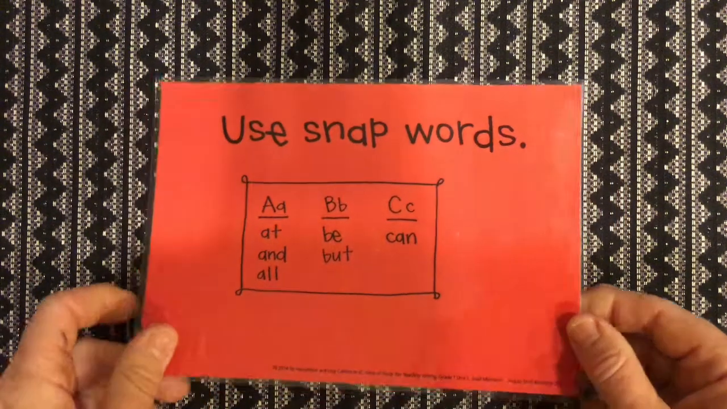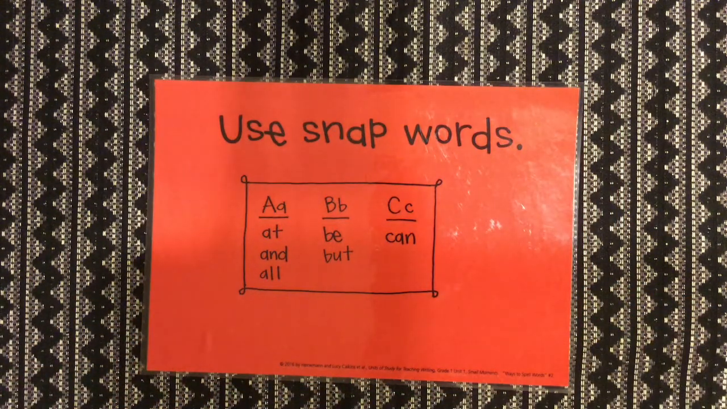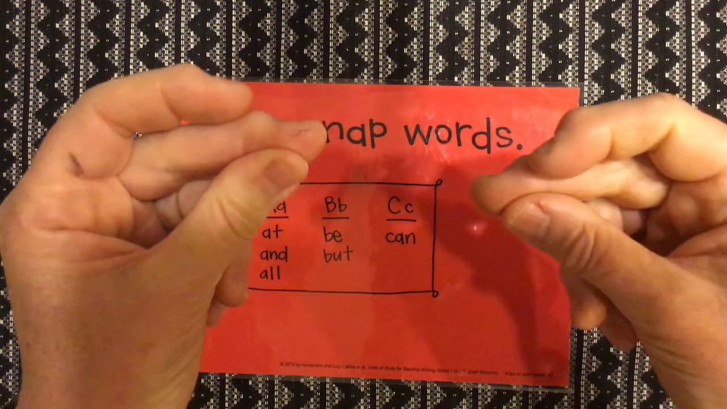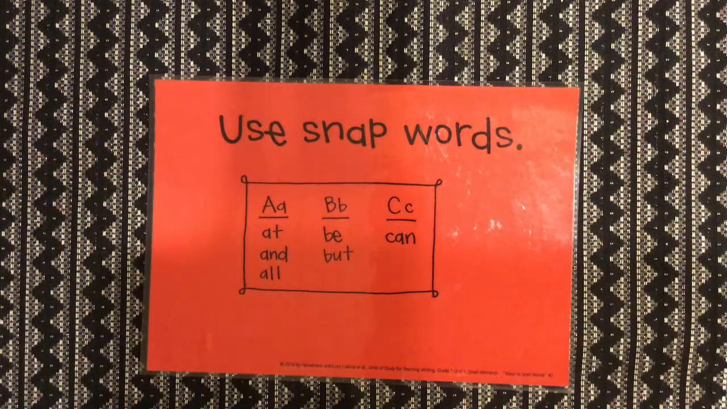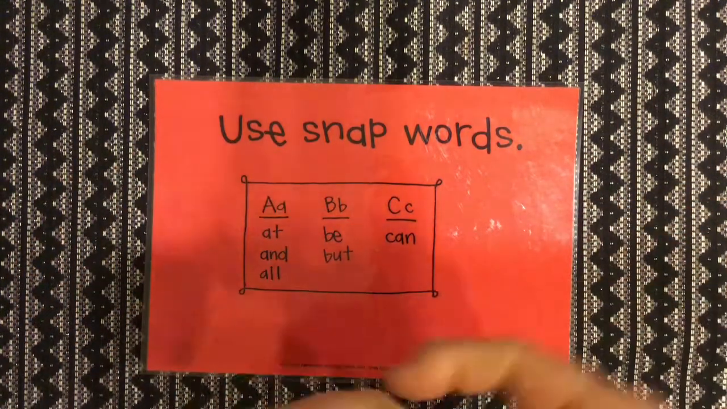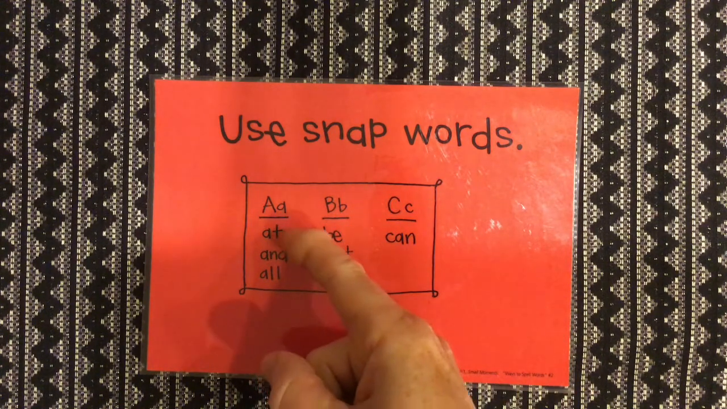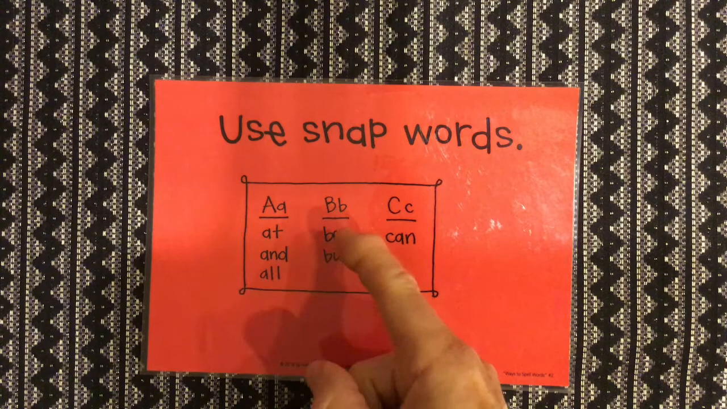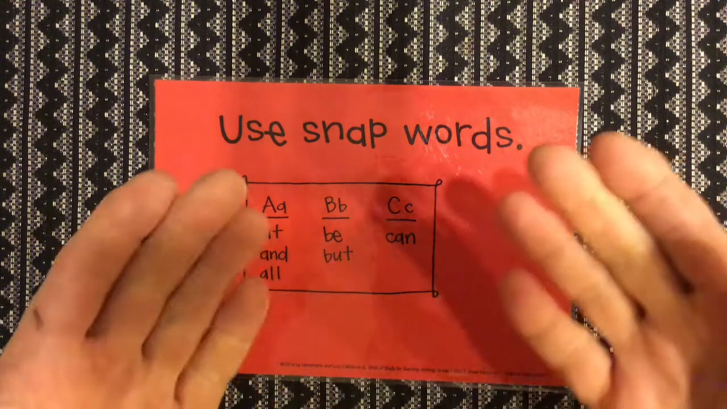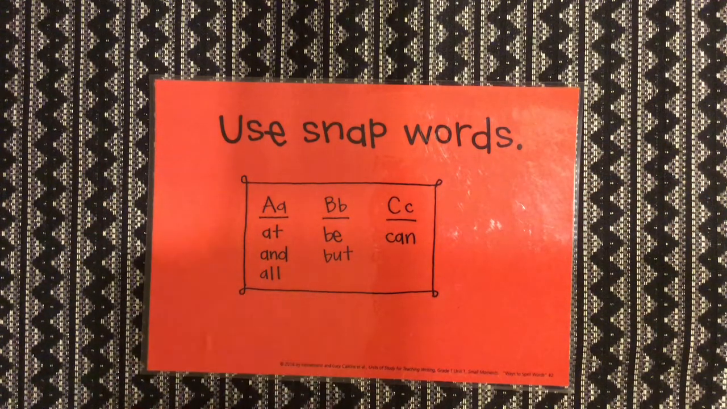Today we're going to talk about how you can use snap words when you're writing. So snap words are those little words that you started learning in kindergarten, short words that you have to learn to use in a snap. You want to be able to read them in a snap. You want to be able to write them in a snap. Here are some snap words that start with A, B, and C, like at, and, all, be, but, can. Some other words are like it, or is, or in, or maybe for.